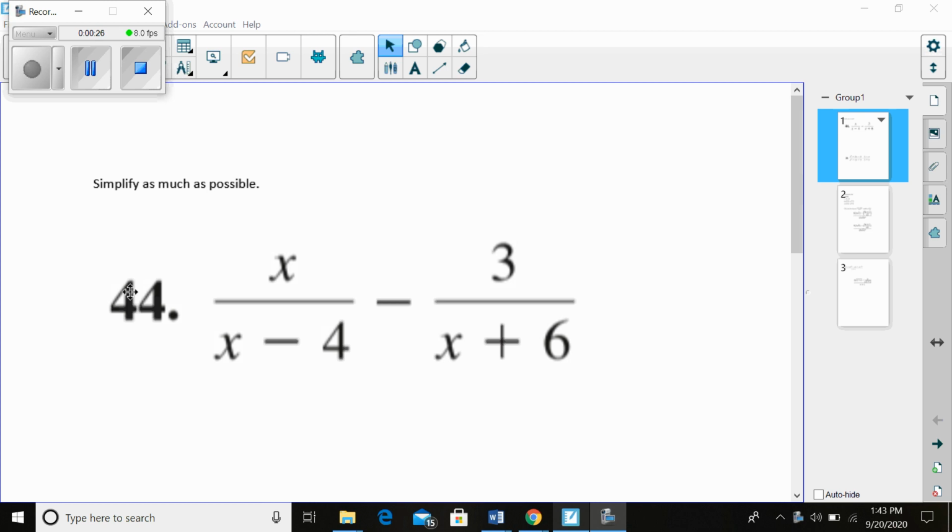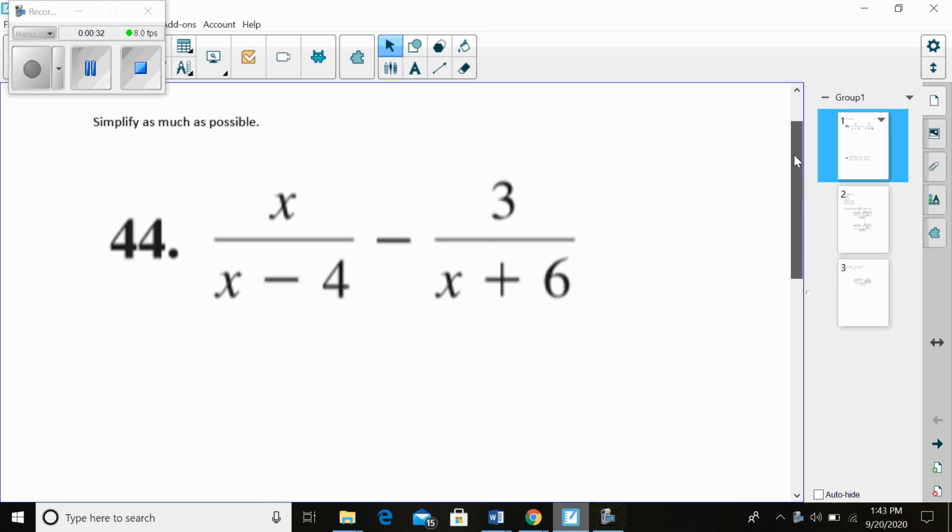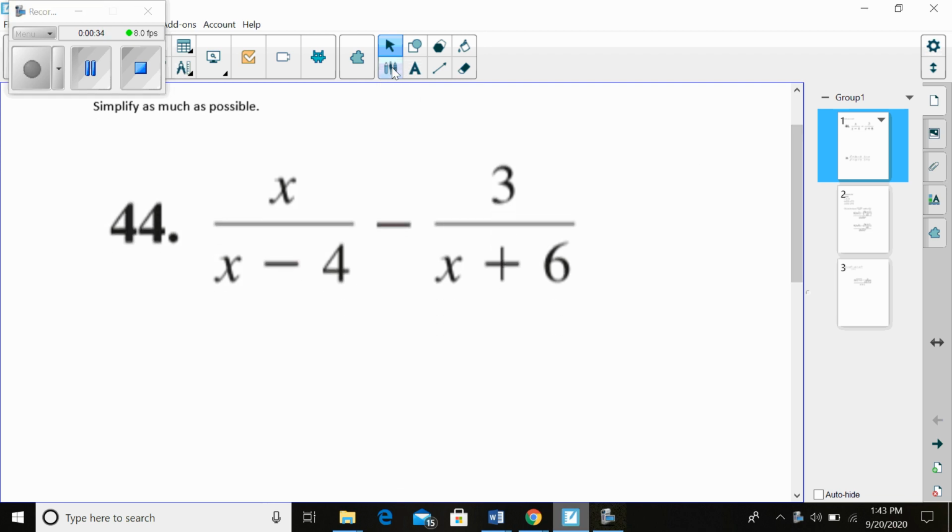So I'm doing a few. This is number 44 off of page 70. And we reviewed operations with fractions. I think almost everybody got that perfect on their quiz where you had to add two fractions. Now this is a little bit more complicated, but it's the same concept. Okay, so we need a common denominator.